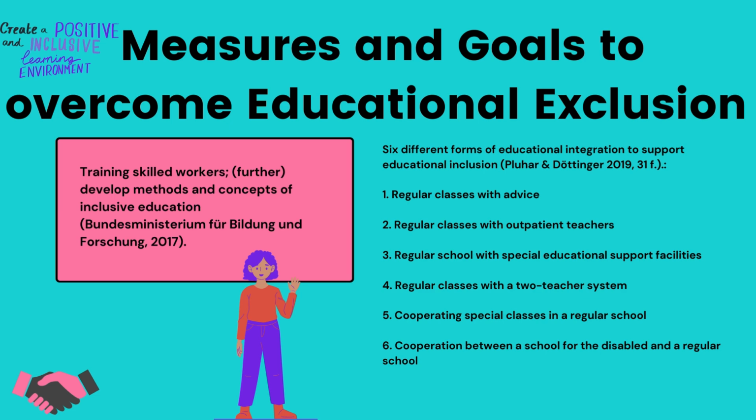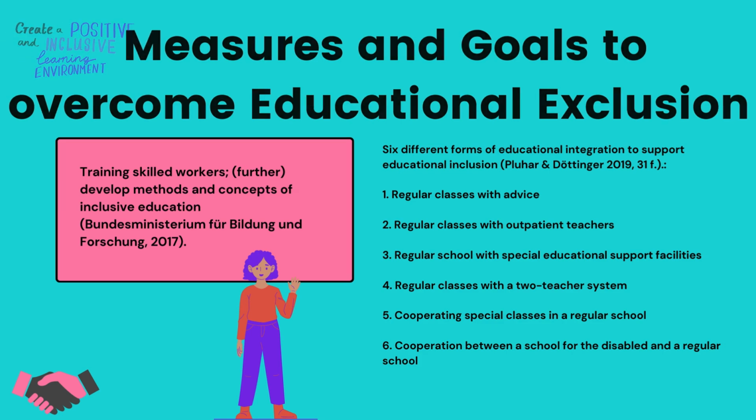Now, you can see what measures and goals there are to avoid exclusion within education. Let me explain them to you. Basically, there is a training of specialists and development of methods and concepts of inclusive education. As you can see, there are 6 different forms of educational integration to support educational inclusion.